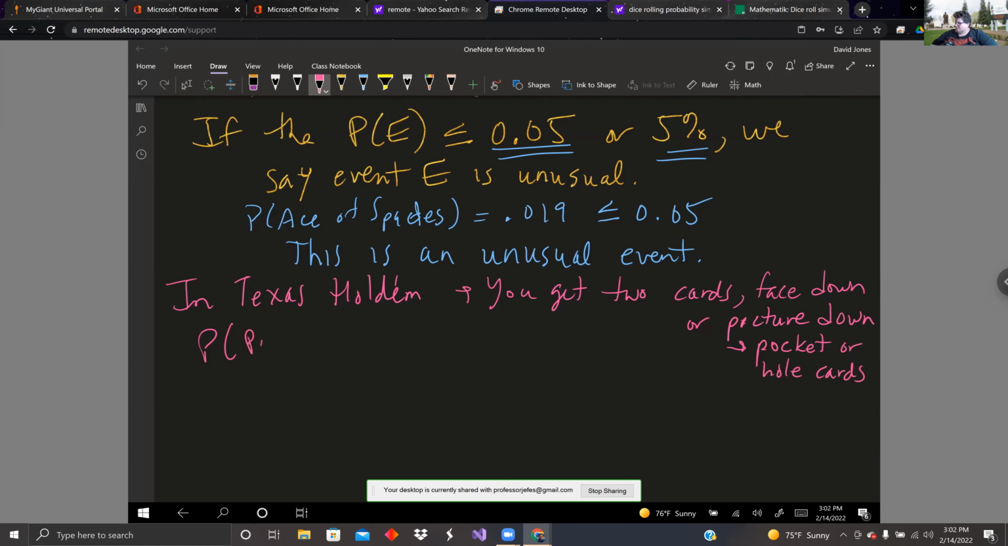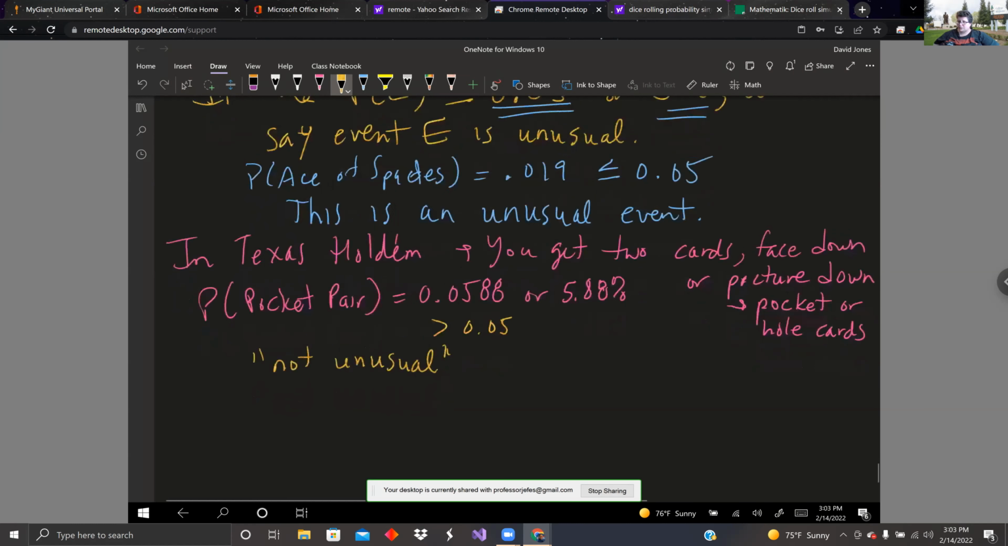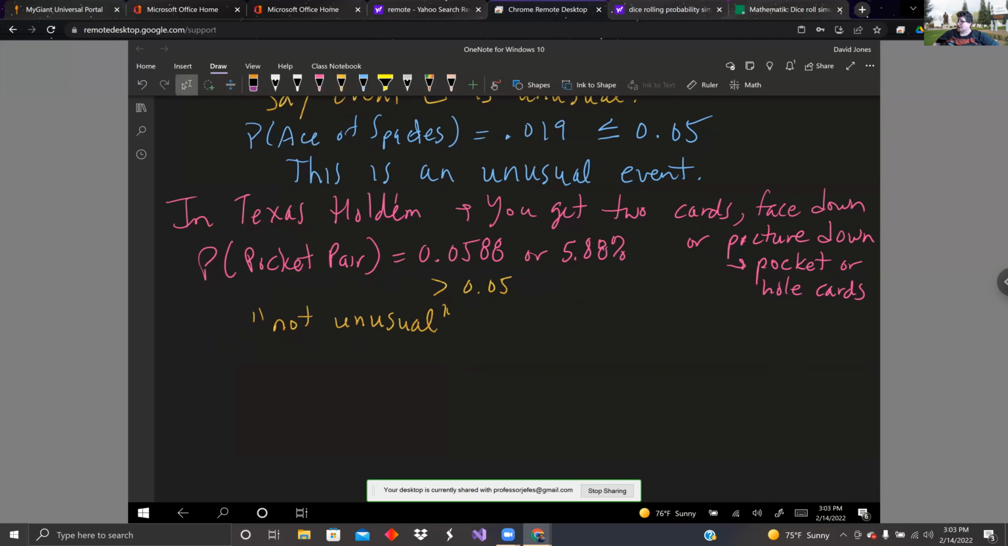The probability of a pocket pair, whether it be aces, twos, threes, any of them, is 0.0588 or 5.88%, which makes this greater than 0.05. So in terms of statistics, it's not unusual. Now, if you've ever played Hold'em, it sure as hell feels unusual.